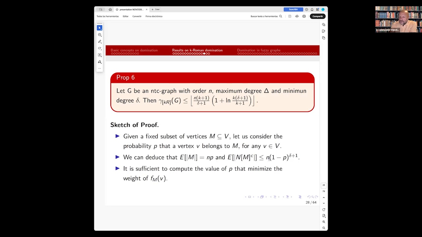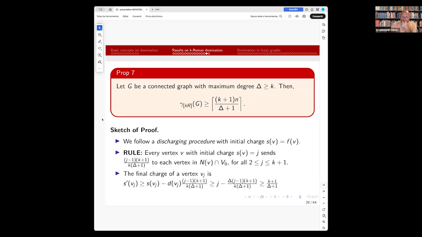And by using some calculus techniques, we can bound this expression in terms of the exponential function, and we can compute the minimum P that permits us to obtain this bound in terms of the order of the graph and the minimum degree. And finally, we have proved a lower bound. In this case, we make use of a discharging procedure with the initial charge equal to the value of a minimum K-Roman dominating function.